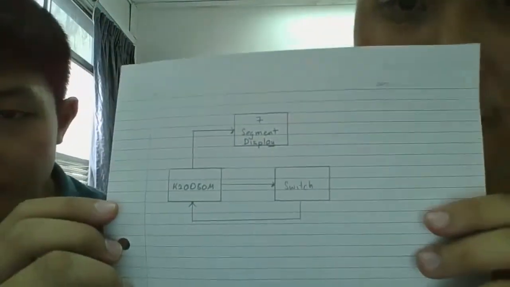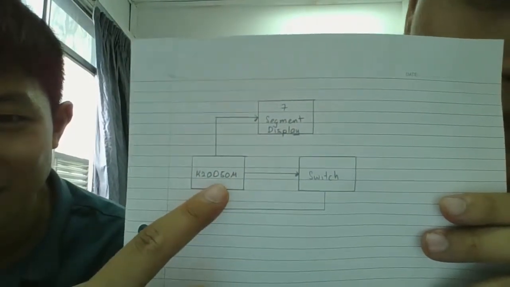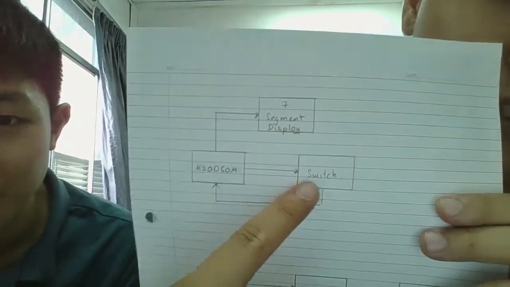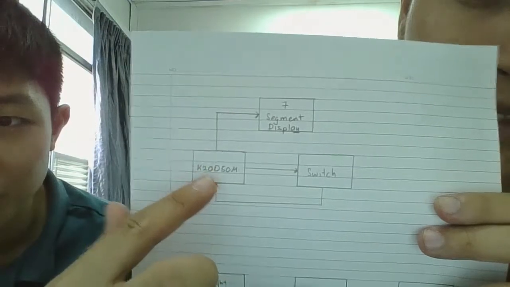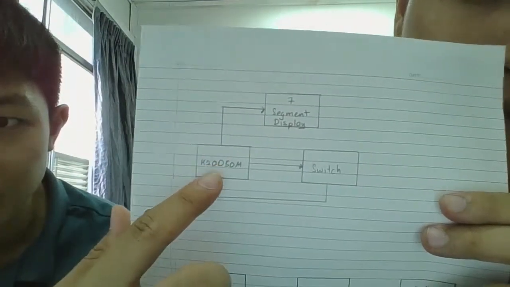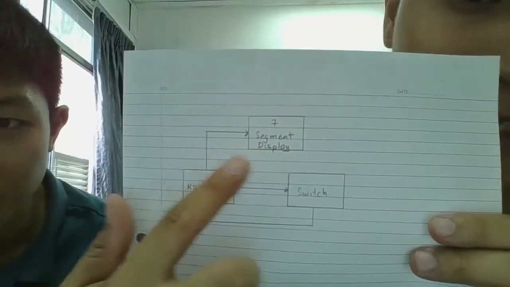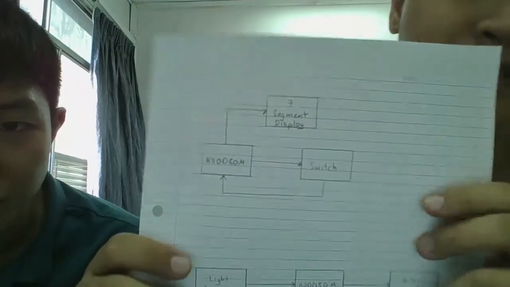This is our block diagram. The Freedom board will send the signal to the switch, and based on which switch is triggered, it will send the signal back to let the Freedom board decide which portion of the LED on the 7-segment display to light up, for the numbers 1 to 9 and 0.